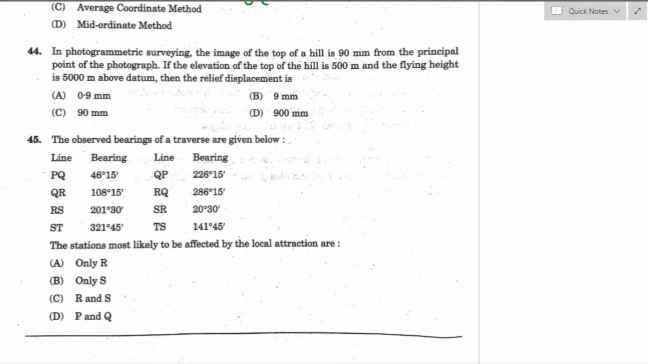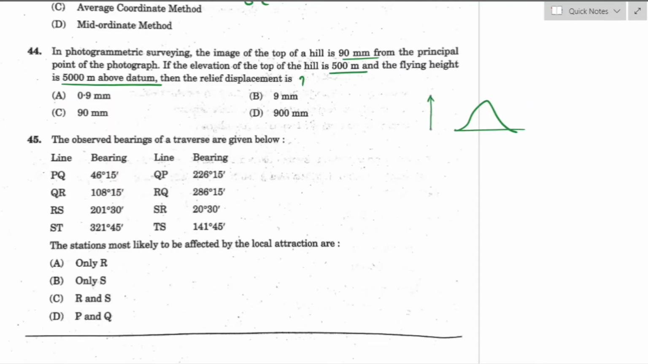Question number 44. In a photogrammetric surveying, the image of the top of a hill is 90 mm from the principal point of photograph. If the elevation of top of the hill is 500 meter and the flying height is 5000 meter above datum, then the relief displacement is. So let's draw a diagram so that you can clearly understand.